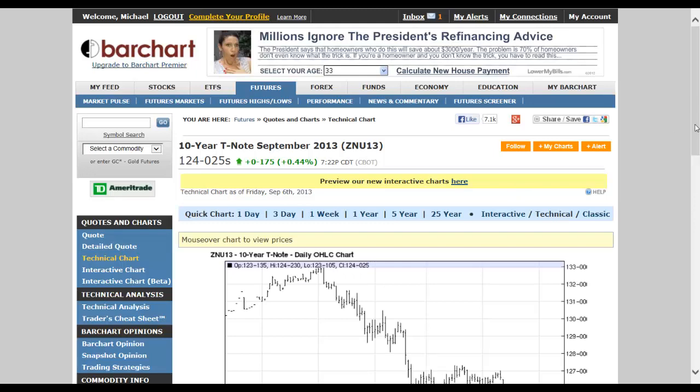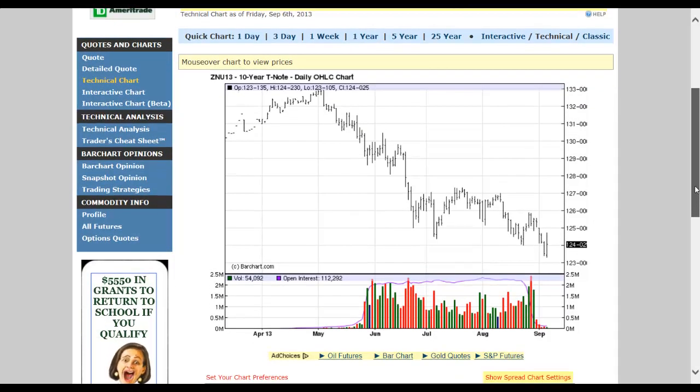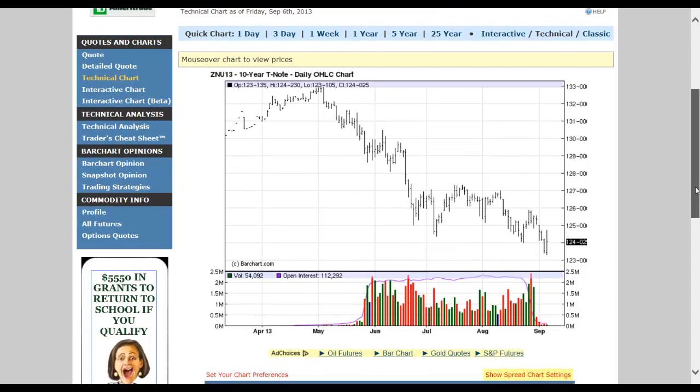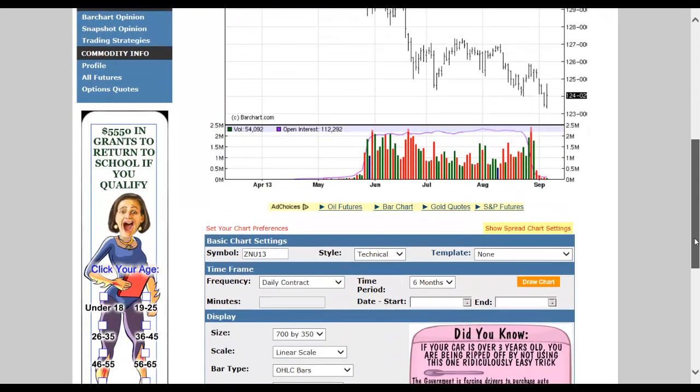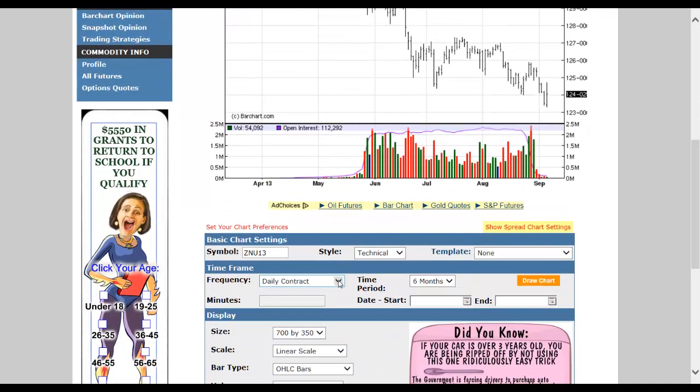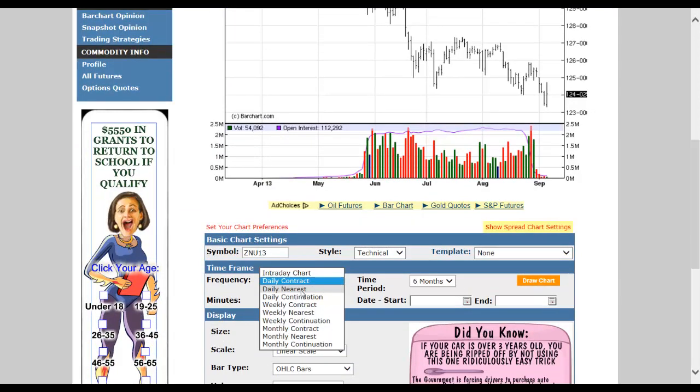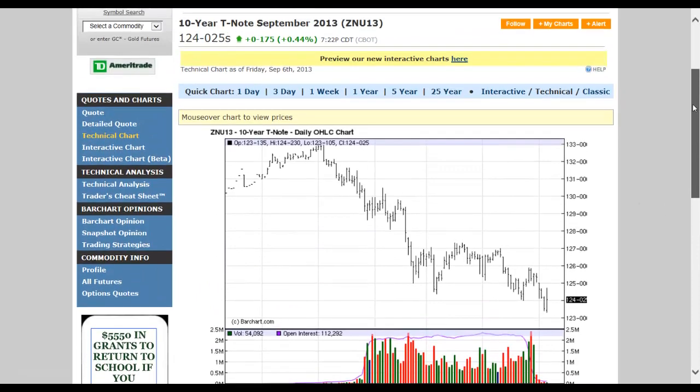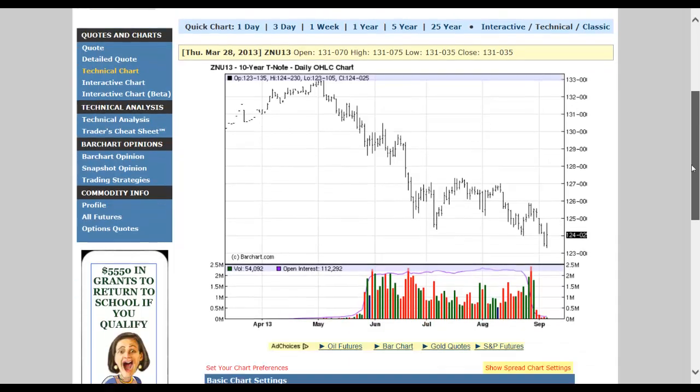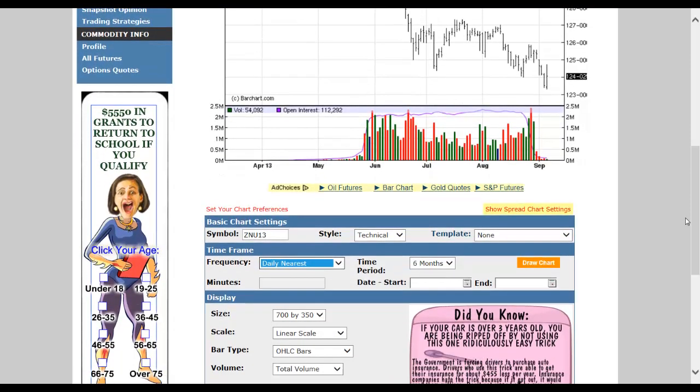Okay, and what we're going to do is scroll down just a little bit and make some changes to this. What we want is to be looking at daily nearest. Click on that. And the reason why we want that is because it's going to show a continuous, non-break contract. As you can see here, if I scroll up, you'll see these little spots on the chart. You'll see an absence of that by using that type of chart.